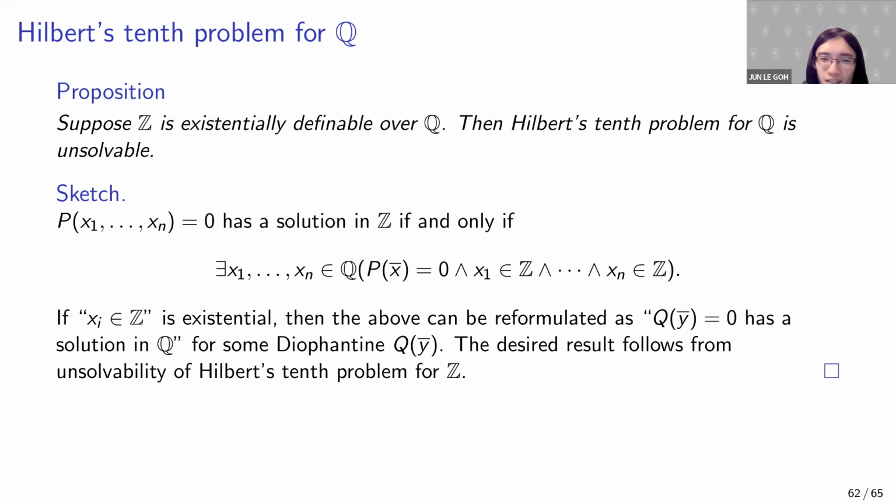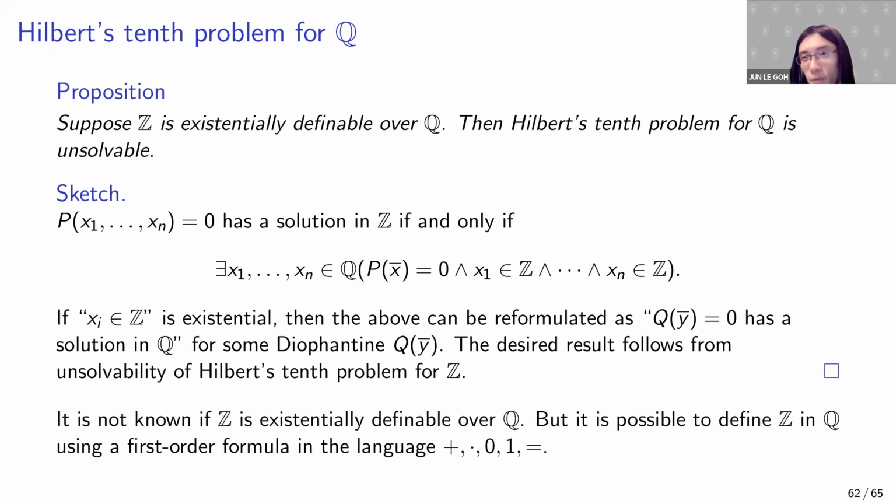And of course, the assumption of this proposition is an open problem. Otherwise, we would be done already. So it is not known if Z is existentially definable over Q. However, it is possible to define Z in Q using a first order formula. If we allow universal quantifiers, then there are definitions. And I'd like to say a bit about those definitions.